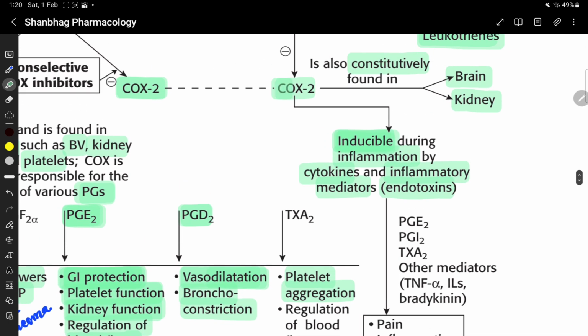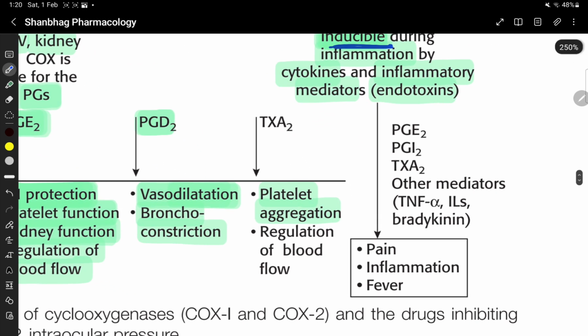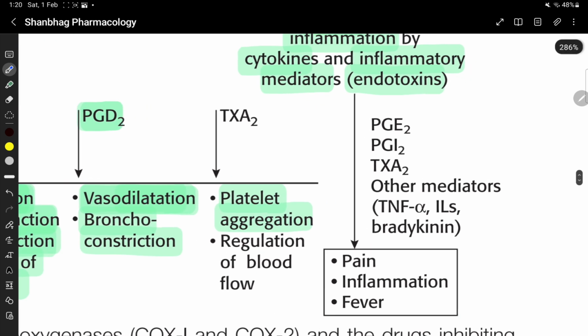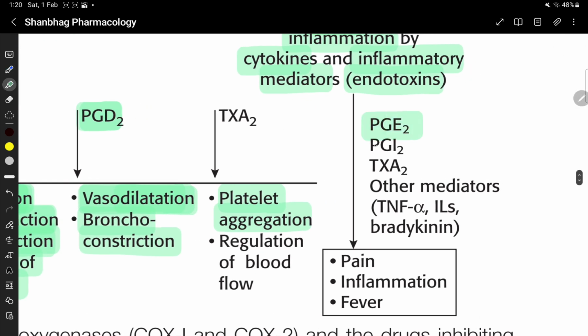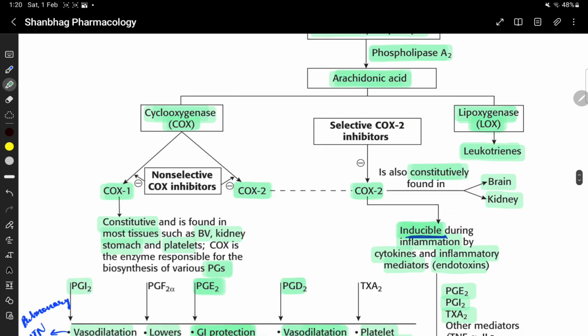COX-2 is found constitutively in brain and kidney, and it is induced during inflammation by the release of cytokines and inflammatory mediators. PGI2, PGE2, thromboxane and other mediators like tumor necrosis factor alpha, interleukin and bradykinin cause pain, inflammation, and fever. In these cases, the prostaglandins will cause pain, inflammation, and fever.